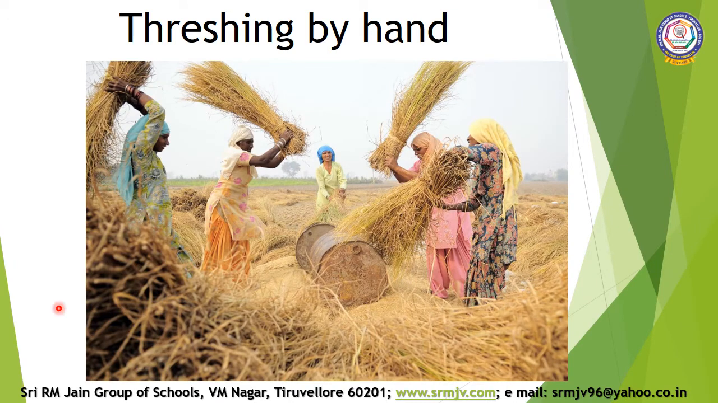Next, threshing. The process of beating the harvested crops to separate grains from their stalks is called threshing. Stalks are dried in the sun before threshing. Threshing is usually done in three ways: manually, by animals, or by machines. In manual threshing, small bundles of dried harvested stalks are threshed or beaten on a hard surface to free the grain.